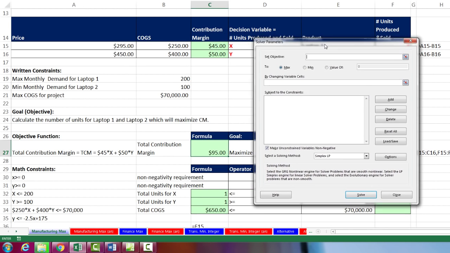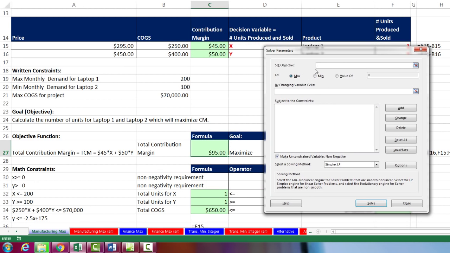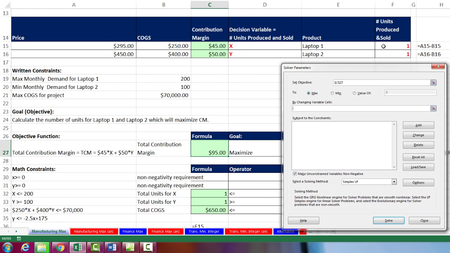All right, so here we go. Here's the Set Objective. That dialog box with the collapse button means we click on the cell with the Excel formula we want to maximize. We can choose Max, Min, or set to a particular value. By Changing Variable Cells, this is the decision variable. We have two of them. Now Excel knows what two numbers to change in order to maximize. It will report back the number of units we should produce and sell for each.